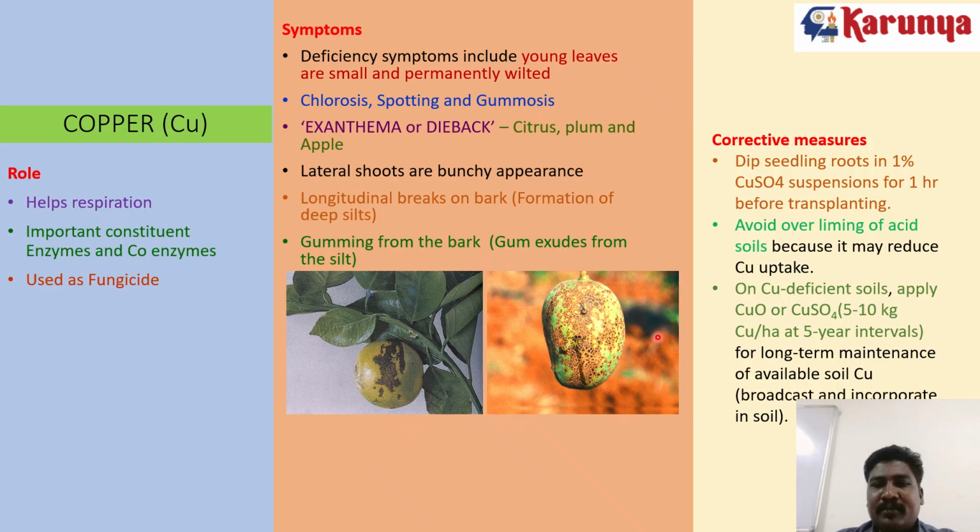See here. Corrective measures: avoid overliming of acid soil. If you do, the copper deficiency symptoms will appear because copper uptake is reduced. And dip seedlings in 1% copper sulfate before planting. In copper deficient soil, apply copper sulfate at a 5 year interval, or whenever you are doing cropping, you can apply copper.